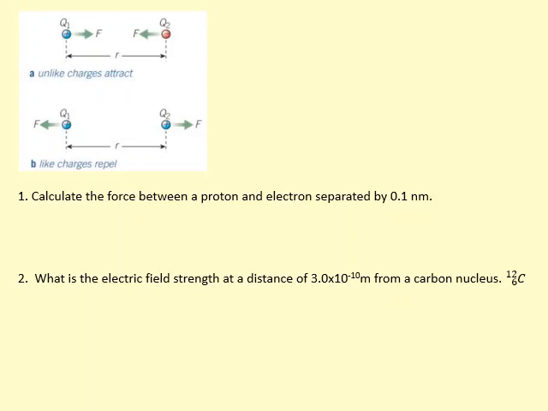To work out the force between 2-point charges, we can use Coulomb's law. Coulomb's law is very similar to Newton's law of gravitation, but instead of having masses at the top, we have charge at the top. And instead of having capital G as a constant, we have 1 over 4 pi epsilon naught multiplying the numbers.